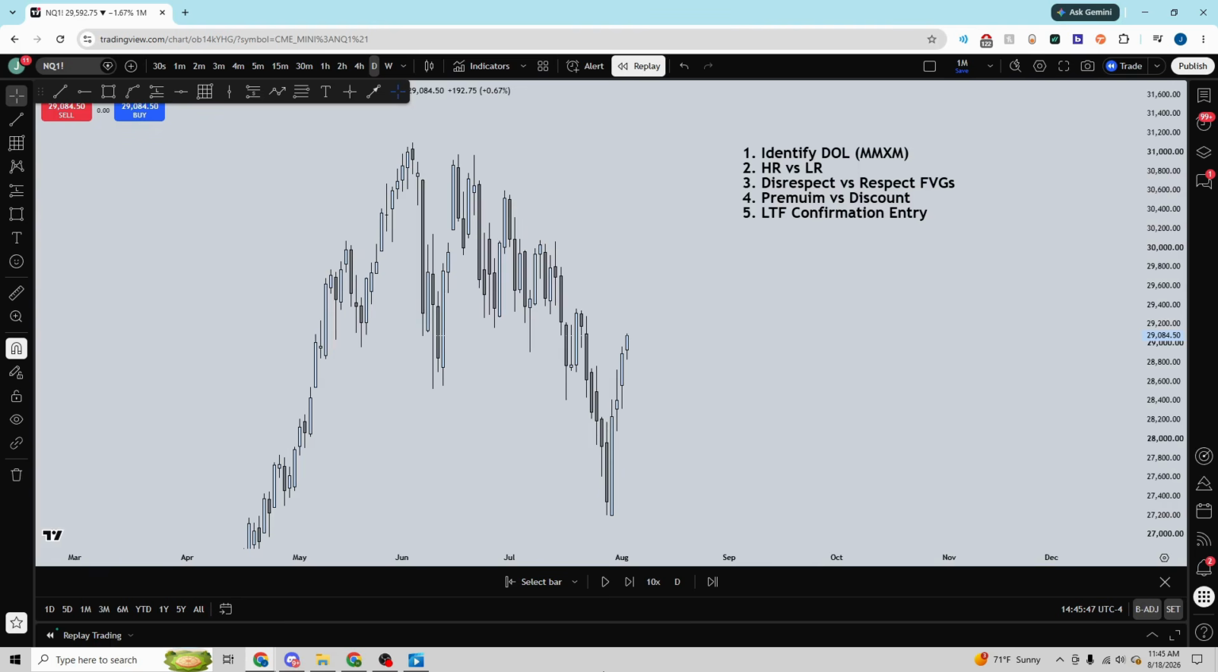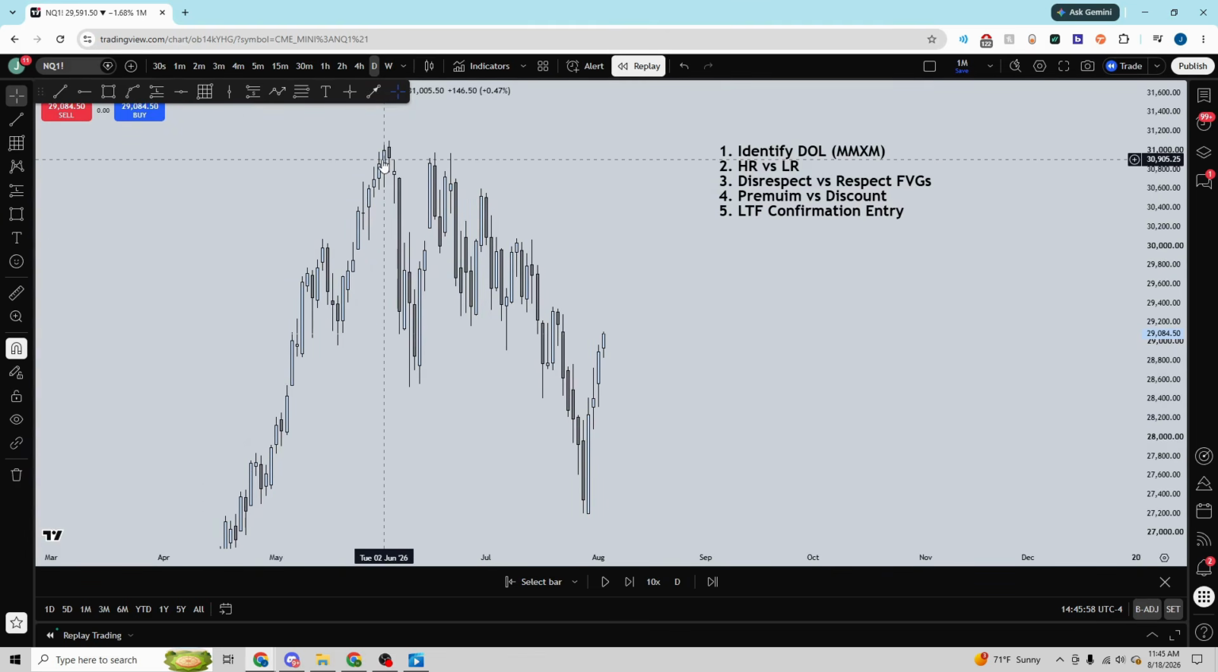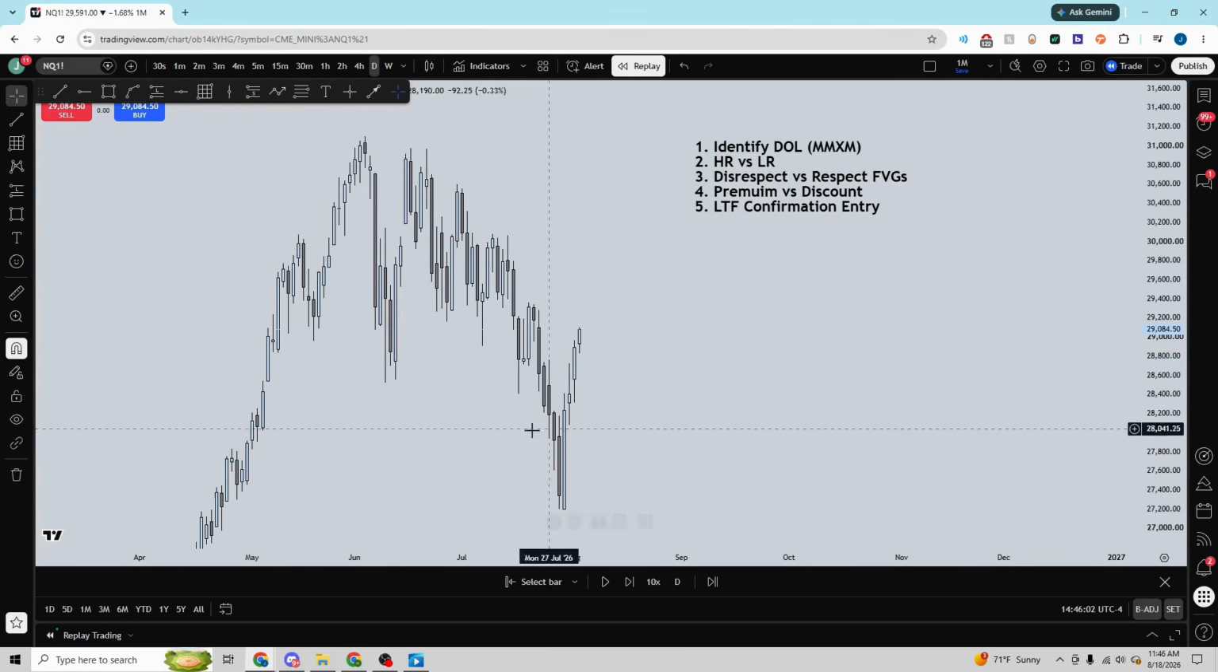Now going on to our final chart example, we're going to apply everything we have learned in order to catch an intraday trade towards that draw on liquidity. So looking at the daily chart, we have been expanding higher and then the market fails to distribute higher and we consolidate and get a deep retracement.